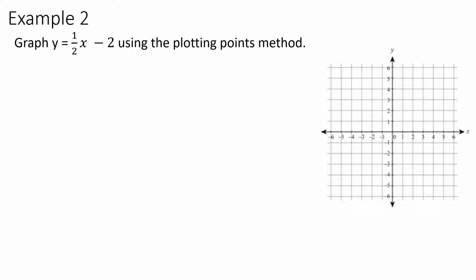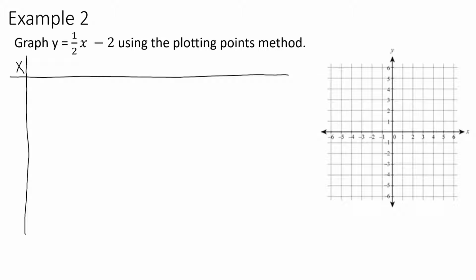Example 2. Graph y equals 1/2 x minus 2 using the plotting points method. We start with a table with 3 columns. The first column is titled x, the second column is y equals, and then the third column is an ordered pair x, y. And in the second column, I'm going to further update it by writing in y equals 1/2 x minus 2. So we're going to grab some x values, something negative, something positive, and 0.